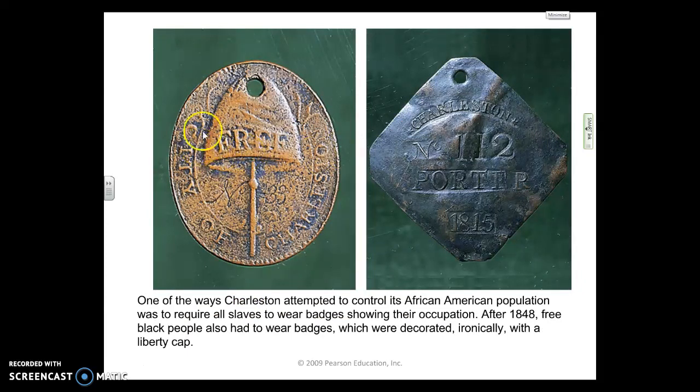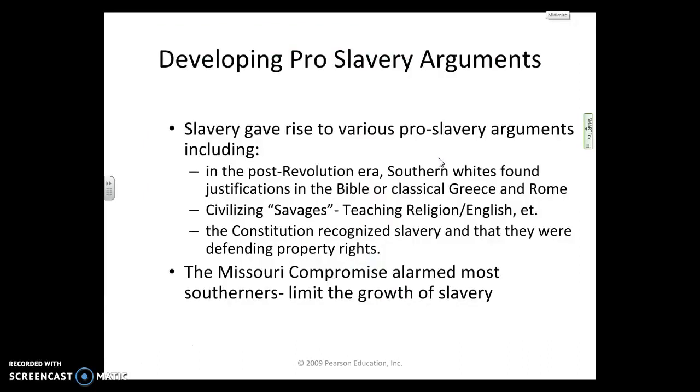Here's how you show African American population. You have your slave tag. So this is where you're required to wear a slave badge. And this would tell you that you are a slave, where you live, who you belong to, all that kind of stuff. Really funny is that there's a liberty cap on here. Liberty cap means freedom. I don't get that one personally. But you have the name of whoever owns the person on this badge, and it should identify who owns the person and where they're traveling in different places like that.